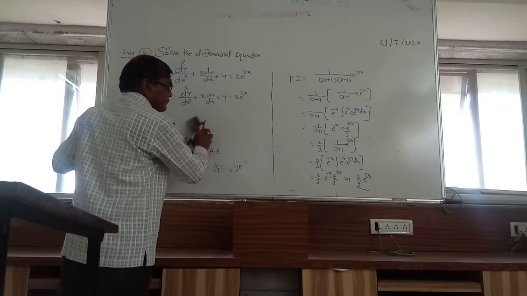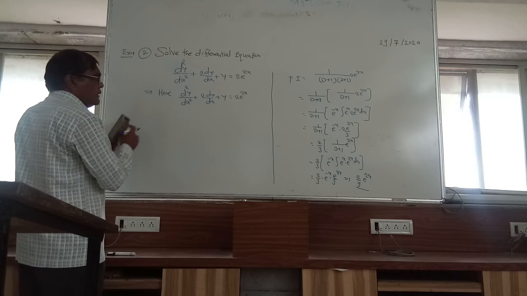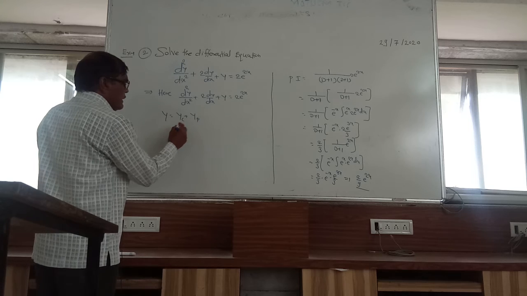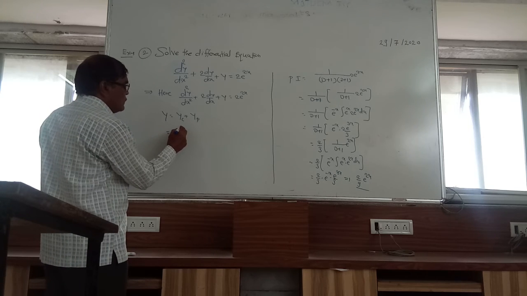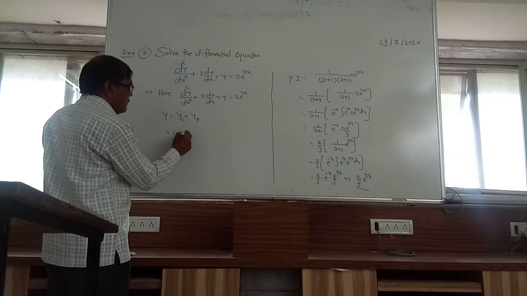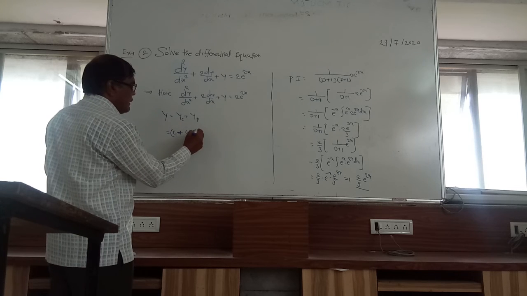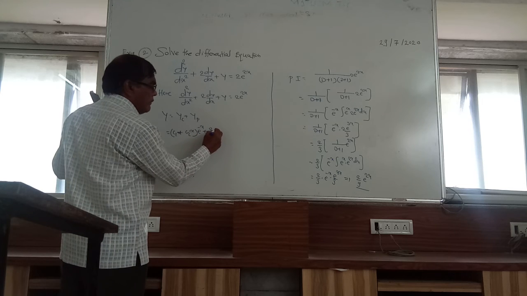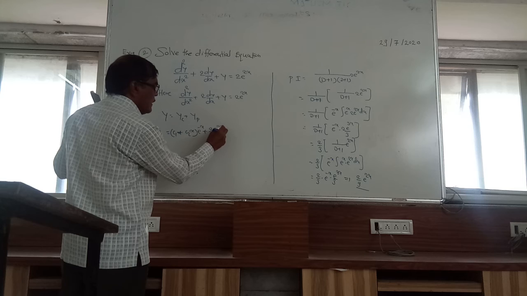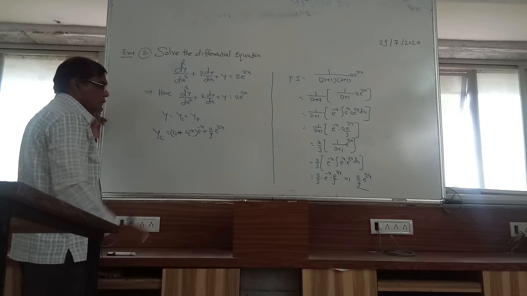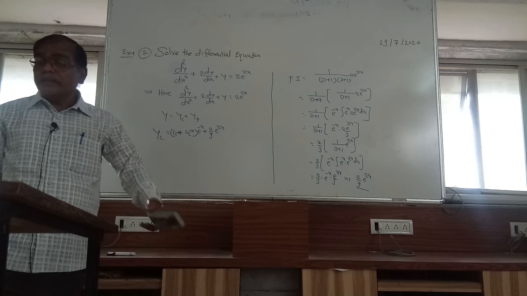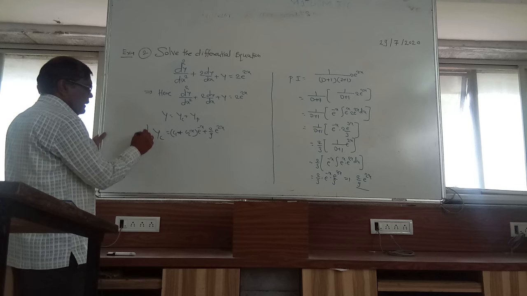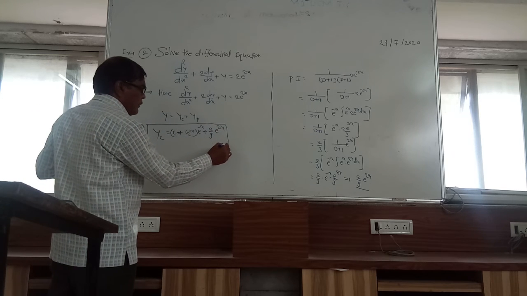So the complete solution for this given differential equation is yc plus yp, that equals c1 e raised to x plus c2 into e raised to minus x, plus 2 by 9 e raised to 2x. That is your complete solution. Here yc is this, and 2 by 9 e raised to 2x is yp. This is the same example solved by using the above two methods.